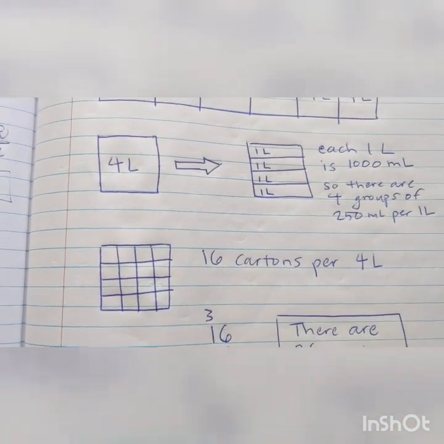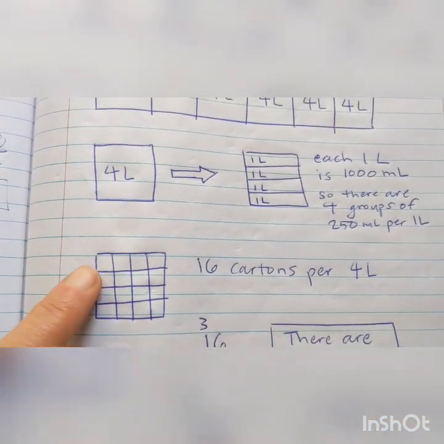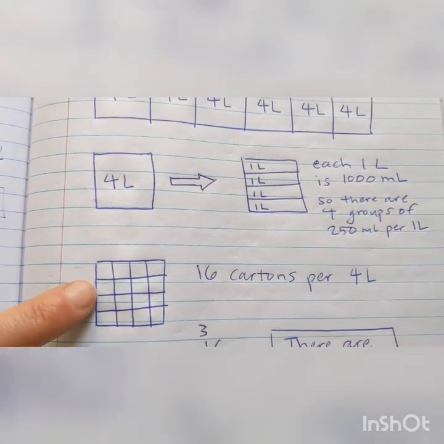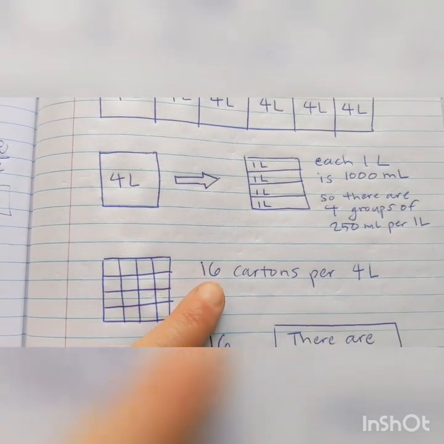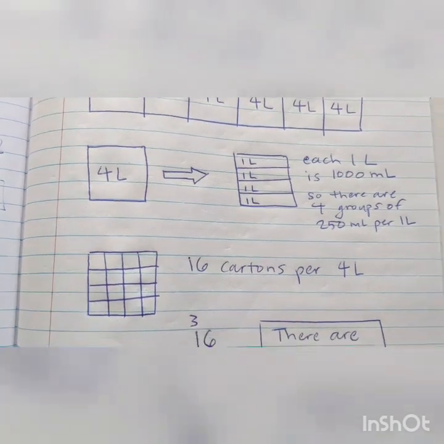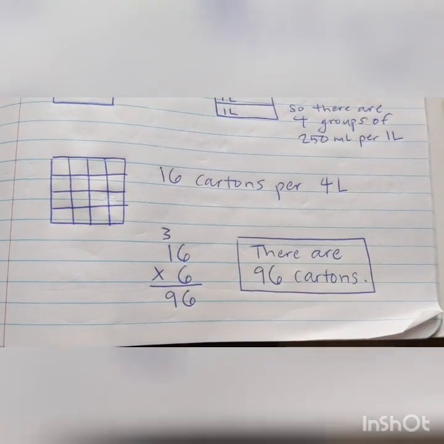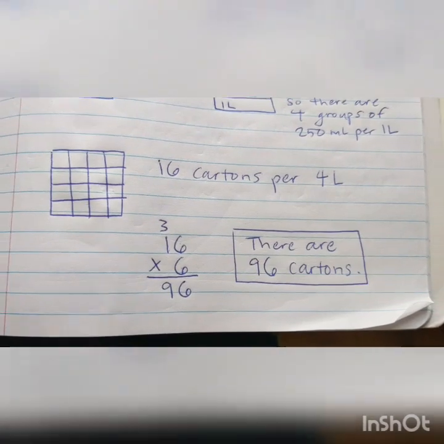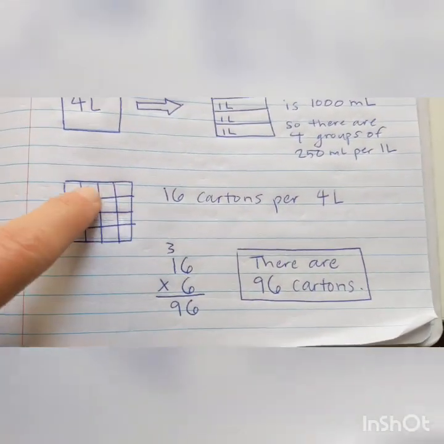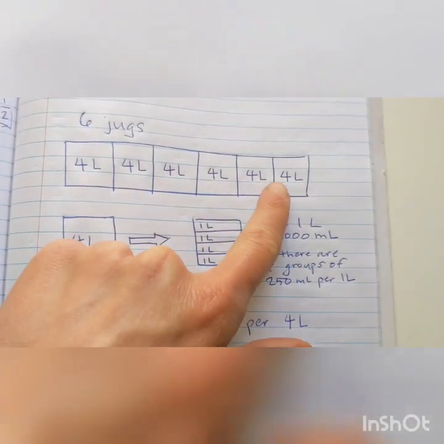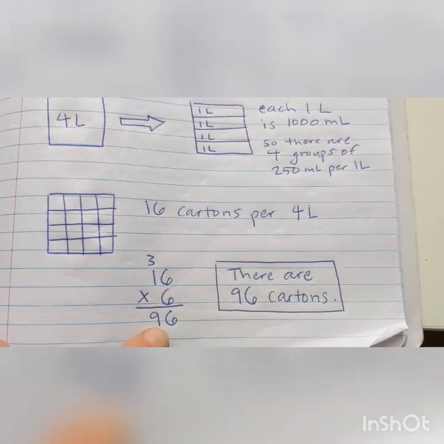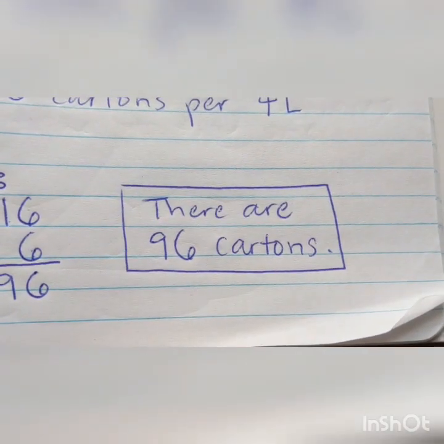So my next step is to think how many cartons there would be. So if there's 4 per 1 liter, and then there's 4 groups of that, that gets 16 cartons per one of these boxes. That's 4 liters. So my last step is to multiply. I have 6 times 16, because there's 16 here, and then there were 6 groups of those. So I have 6 times 16, and that gets me 96. So my final answer was that there's 96 cartons.